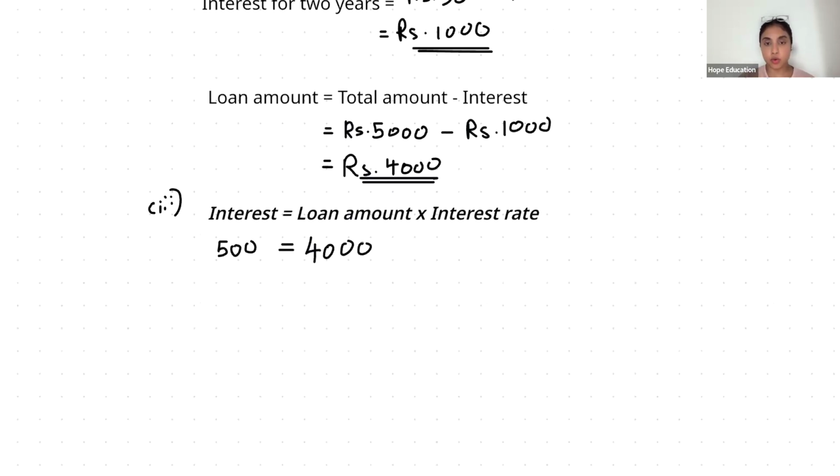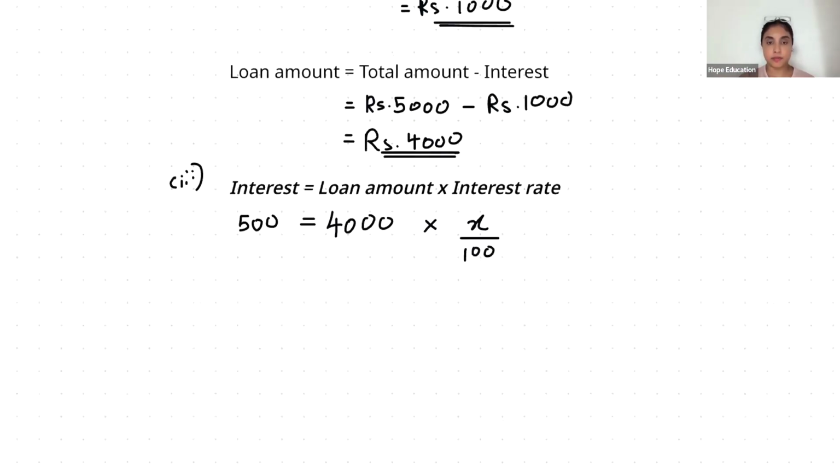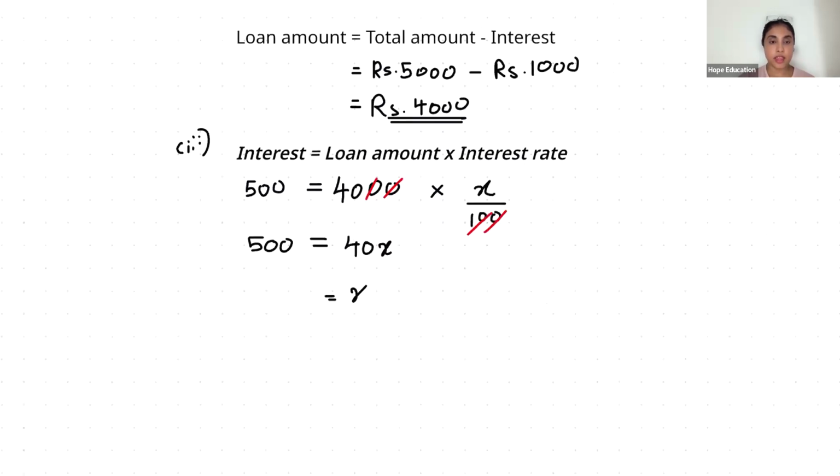Interest rate, we don't know. So, interest rate always comes as some percentage. So, let's take it as X. So, X percent would be X over 100. Okay. Now, we have to do the simplification. 0, 0 cancel, 0, 0 cancel. So 500, here 40x. That means x would be 500 divided by 40. Again, 0, 0 cancel. X would be 50 divided by 4.